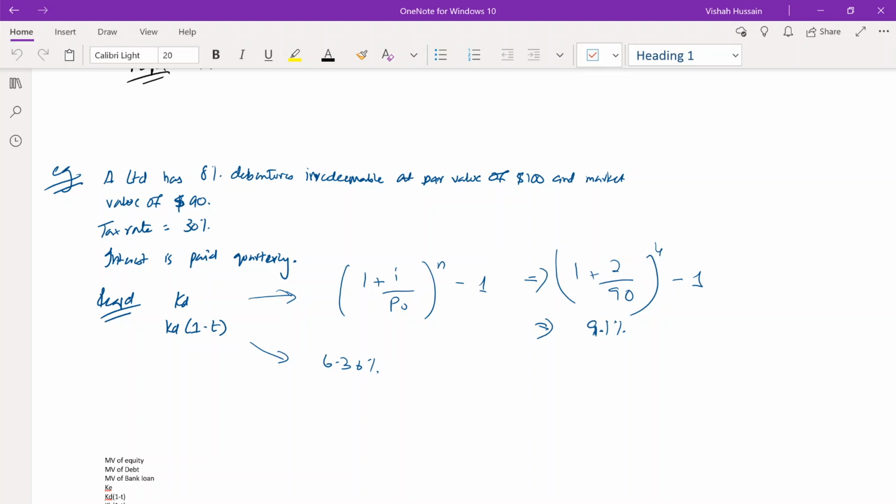So 8% into 100 would give you $8, right? But you are paying it quarterly, so you need to divide it by 4, because there are 4 quarters in 1 year. So you are basically paying 4 times in a year. So 8 divided by 4, you get $2 that you are going to pay as the interest amount every quarter. To the power 4, why? Because you are paying 4 times, over $90, minus 1. And in case of KD(1 - T), 9.1% into (1 - 30%).